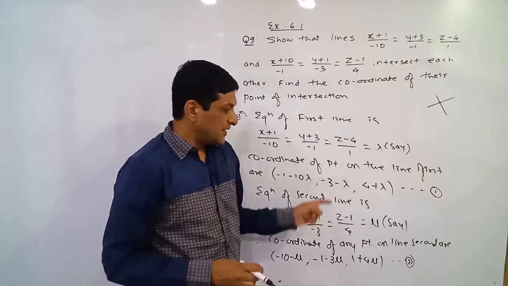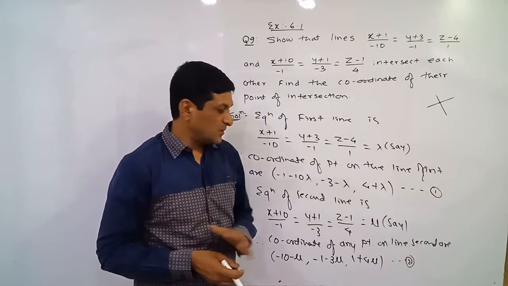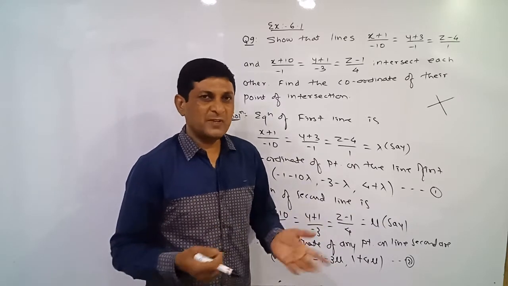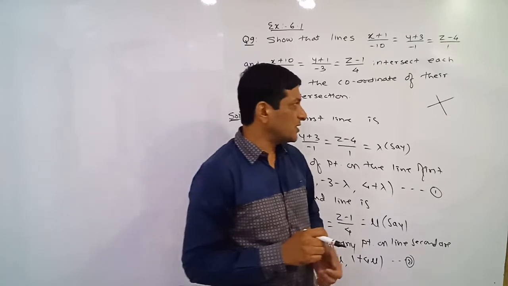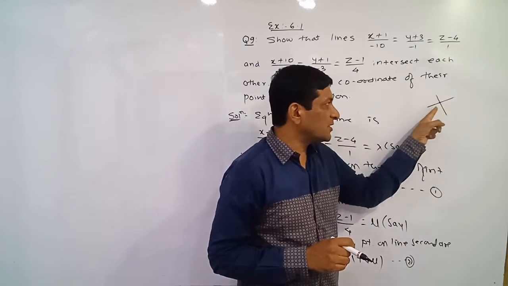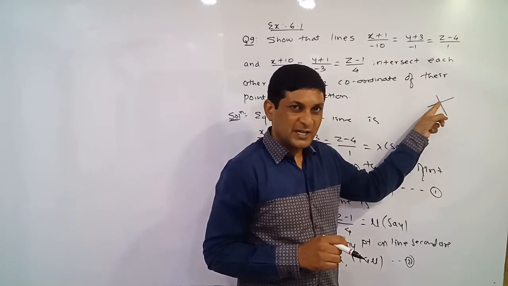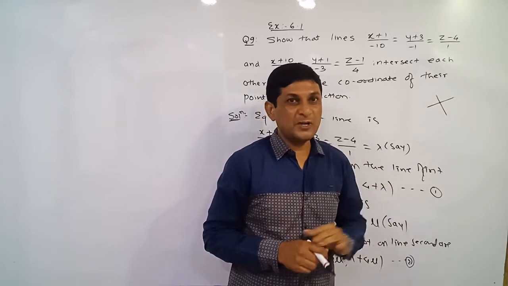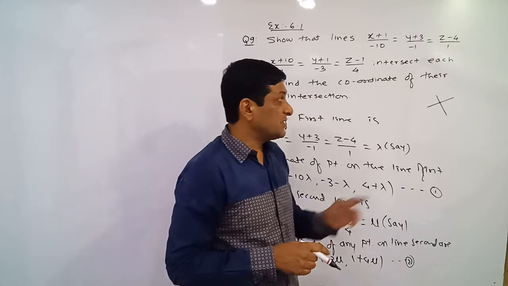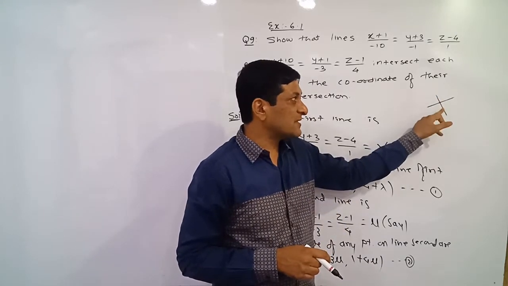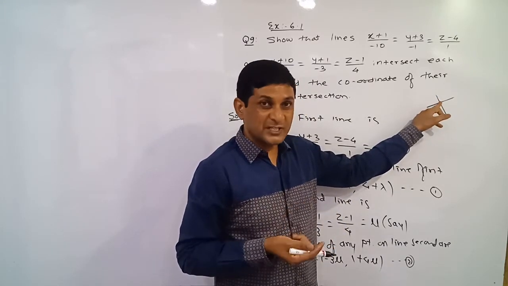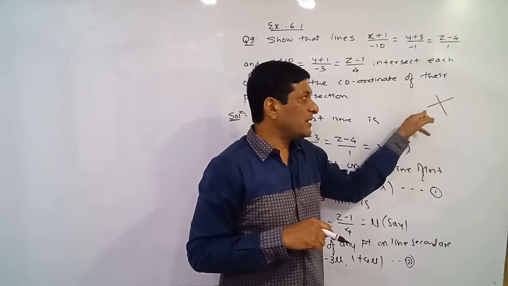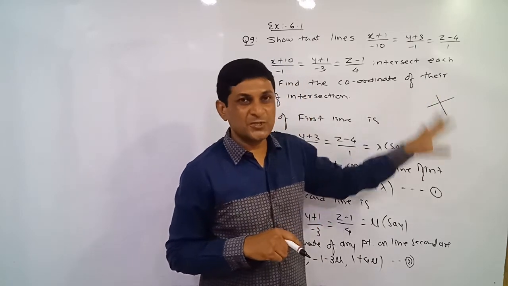Now the coordinates of a point on the first line are known, and the coordinates of any point on the second line are also known to us. What will happen if these two lines intersect each other? The point of intersection lies on the first line and also on the second line, means it is the common point of both lines. Whatever its xyz coordinates are, they are the same whether the point is considered on the first line or the second line, because its position is fixed.